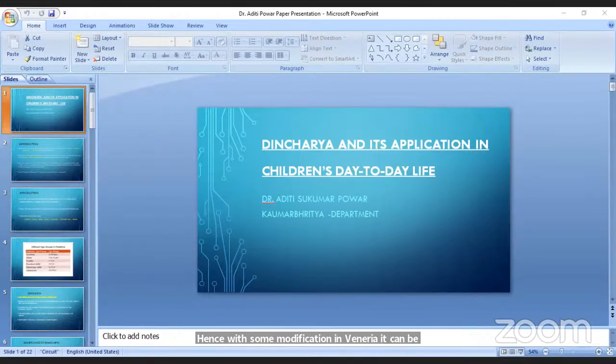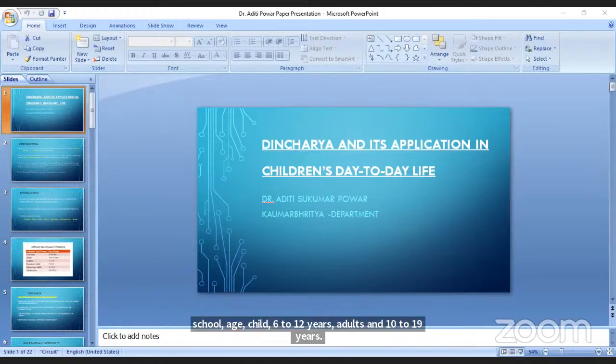Dincharya varies with Vaya, that is, Garbha, Shishu, Bala, Kumara and so on. The classification according to age is as follows: newborn, that is 0 to 28 days, infant 1 to 12 months, toddler 1 to 3 years, preschool 3 to 6 years, school age child 6 to 12 years, adolescent 10 to 19 years. Dincharya: Pratidinam Kartavyam Charya is Dincharya.